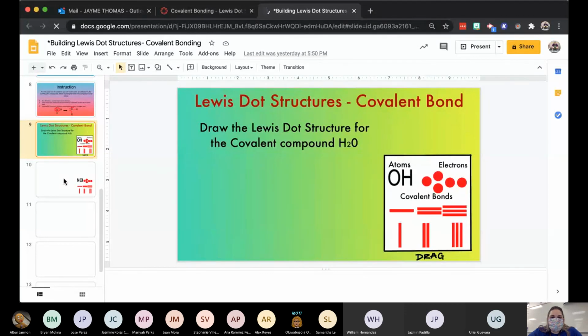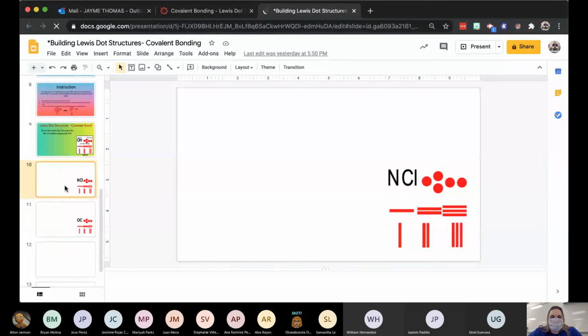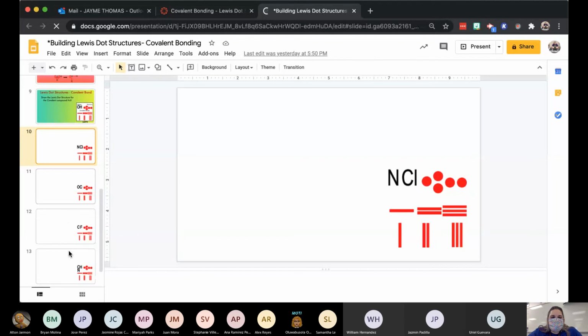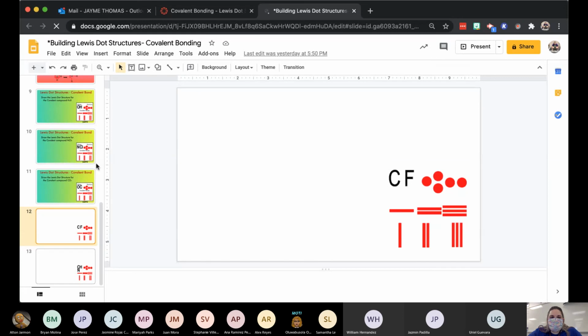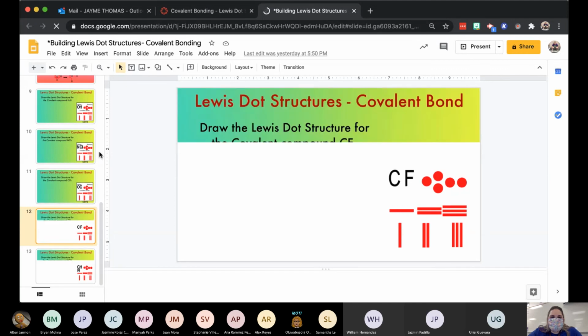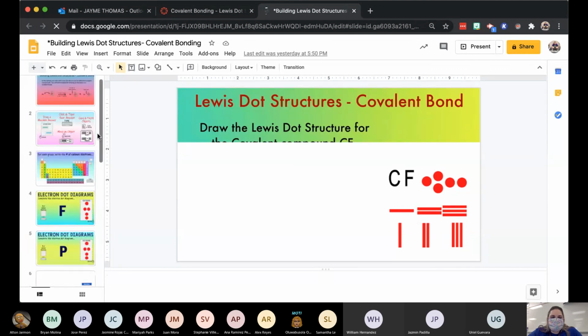It has you doing water, which is H2O. I think this one's NCl3. It hasn't popped up yet, but it'll pop up in a second. Then it has you doing CO2, and CF4. And then HCN, which is a little tricky. You've got to think a little hard on that last one. So really you're doing five full-on practice ones by yourself. The first few slides are just a recap of dot structures and valence electrons and some fill-in-the-blank, similar to what you had last time.